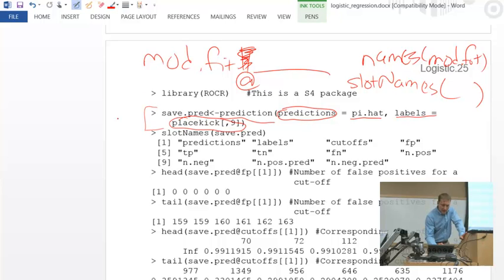And then if you wanted to see the stuff that's stored inside of save.pred, I can use slotNames. And you can see some names that are kind of familiar, such as, here are my cutoffs. FP stands for false positive rate. False positive, I should say.